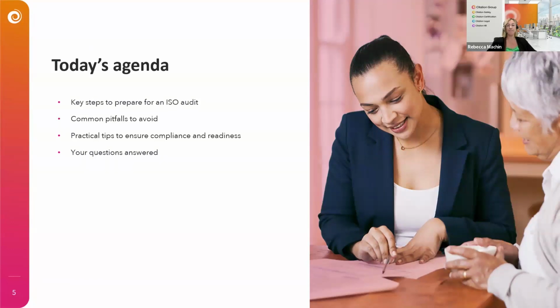Here's what we'll cover today. First, we'll break down the key steps to prepare for your audit. Then we'll go over some common pitfalls businesses do face and how to avoid them. Finally, I'll share some practical tips to ensure compliance and readiness, which is why we're all here. By the end, hopefully you'll have a clear roadmap for success.